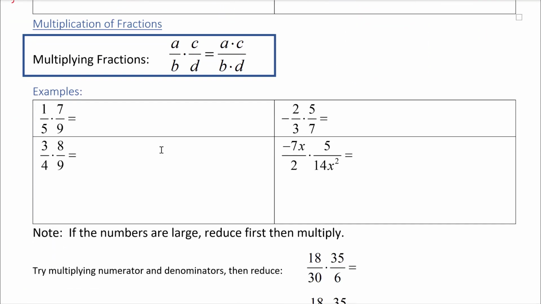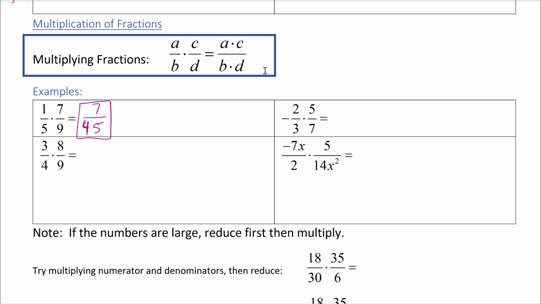Next, we'd like to multiply fractions. When you multiply fractions, you simply multiply the tops and multiply the bottoms. So let's show you a couple examples. 1 times 7 is 7. 5 times 9 is 45. And 7 over 45 doesn't reduce, so we're done.